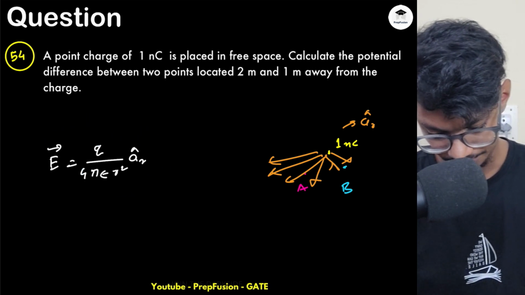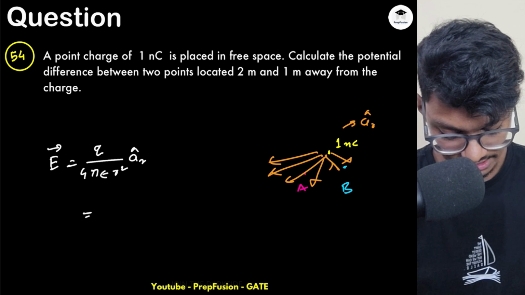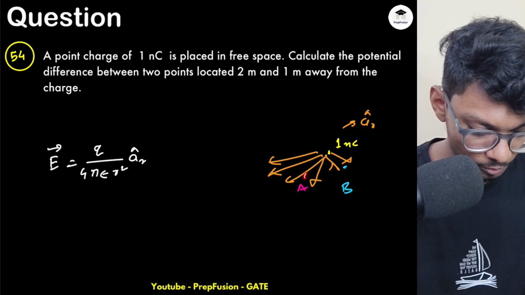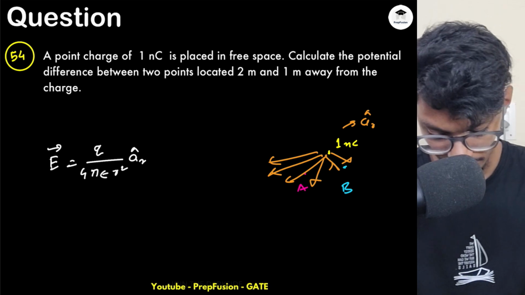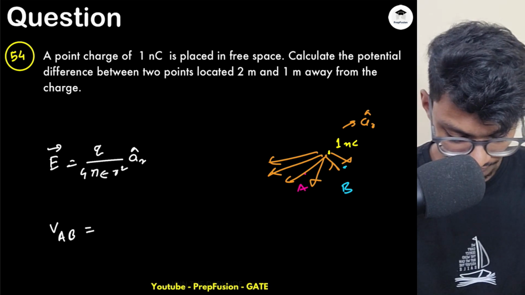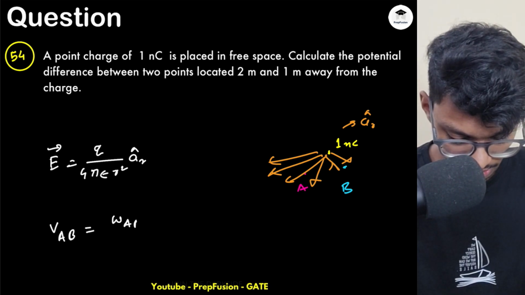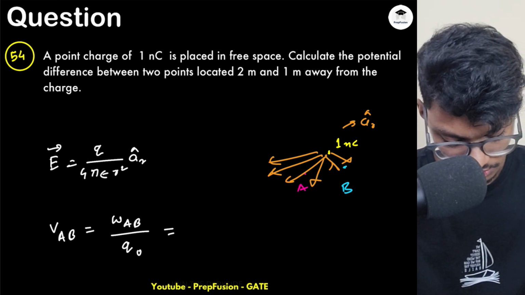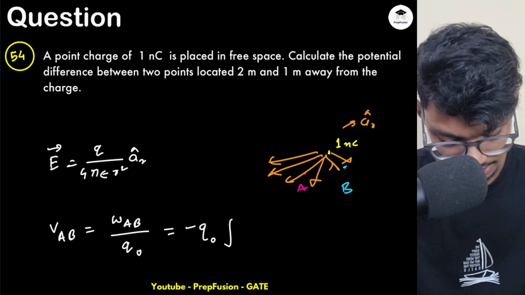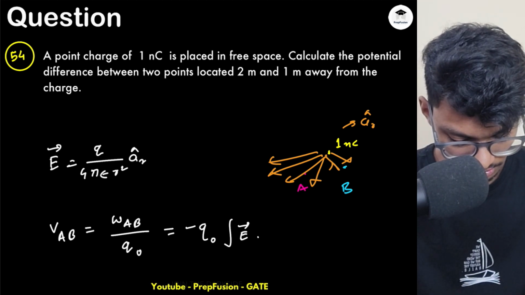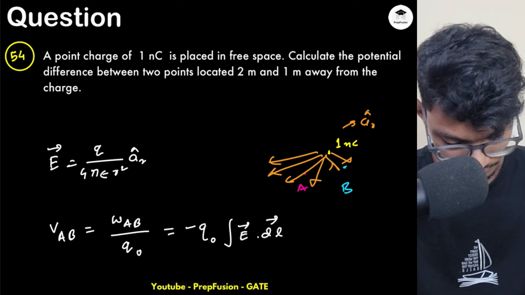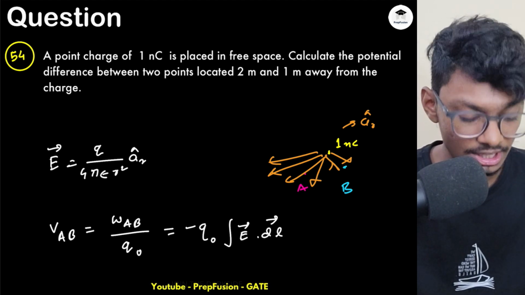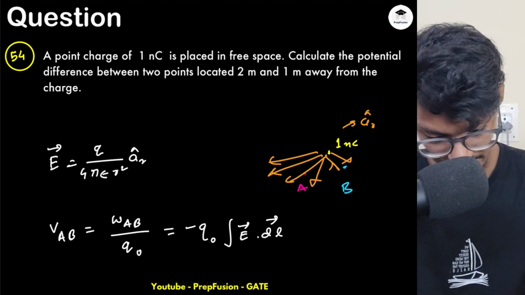So this is the electric field. Now I can compute the magnitude and all those things. I will move a point charge from point A to B, so I need to find the work done. What will be VAB? VAB will simply be WAB divided by the test charge Q naught, which equals minus integration of E dot dL. As the electric field is irrotational, I can choose any path.